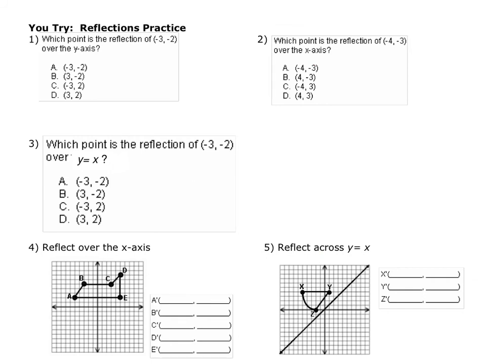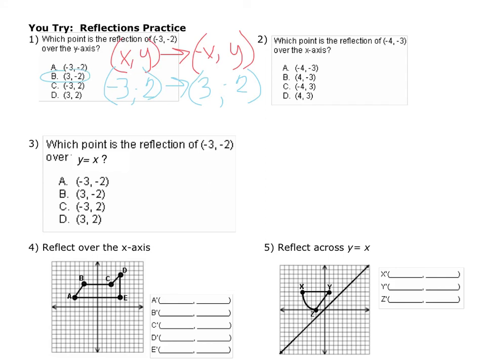All right, let's look at a few practice questions. Which point is the reflection of negative 3, negative 2 over the y-axis? So again, you're going to have to memorize these rules, but if you're reflecting over the y-axis, what happens is the y stays the same and the x is opposite. So they took this original ordered pair, negative 3, negative 2, and we have to say, okay, reflect across the y. That means the y stays the same and the x is the opposite. So this should be 3, negative 2.